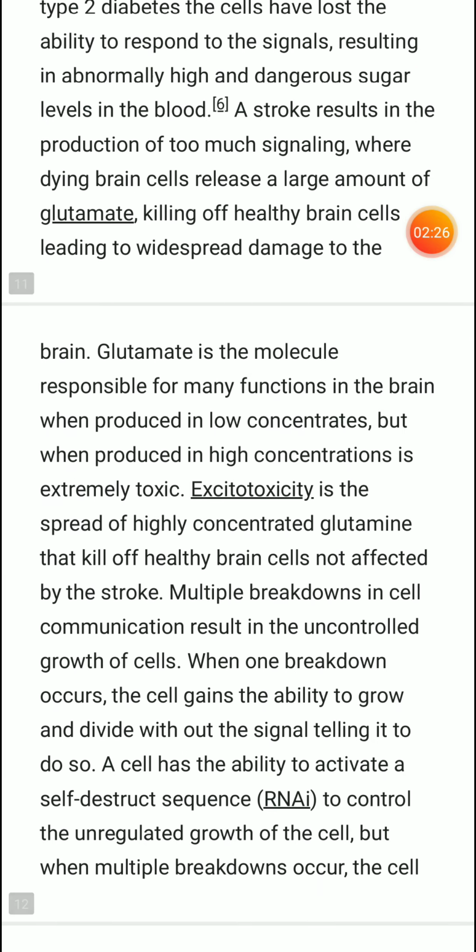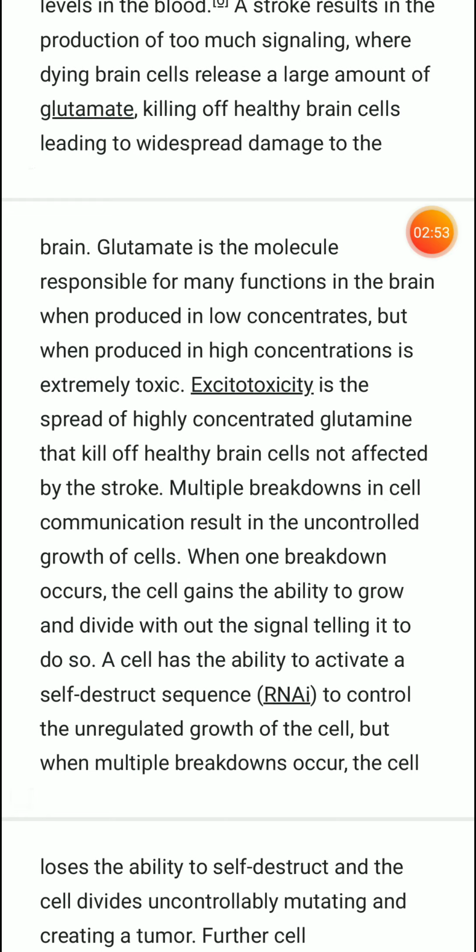Multiple breakdowns in cell communication result in the uncontrolled growth of cells. When one breakdown occurs, the cell gains the ability to grow and divide without the signal telling it to do so. A cell has the ability to activate a self-destruction sequence, RNA interference, to control the unregulated growth of the cell.